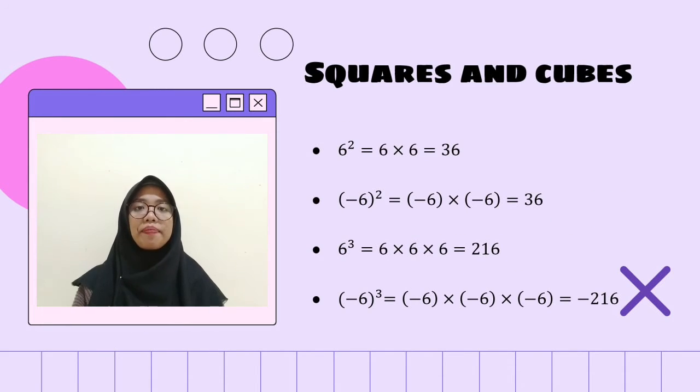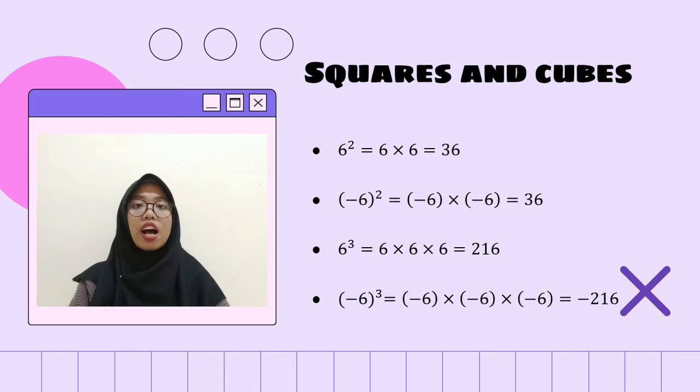Okay, here are some examples about the situation of squares and cubes. The first, we are looking for the square of 6. So 6 squared equals 6 times 6 equals 36. Number 2, we are looking for the square of negative 6. So negative 6 squared equals negative 6 times negative 6 equals 36. You can see that 6 squared and negative 6 squared have the same answer.